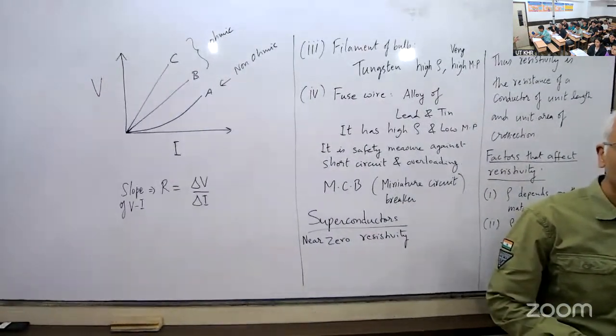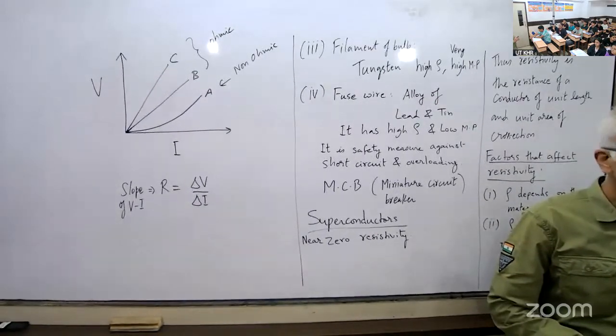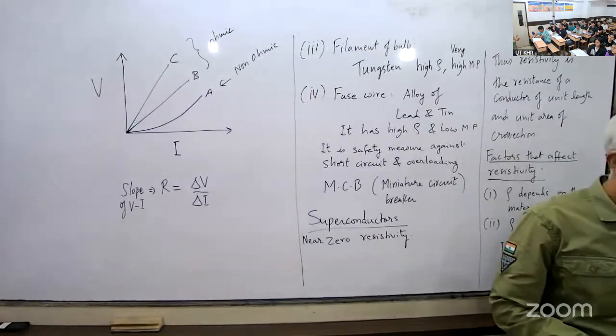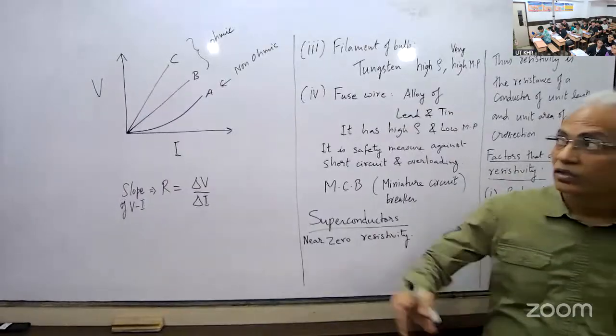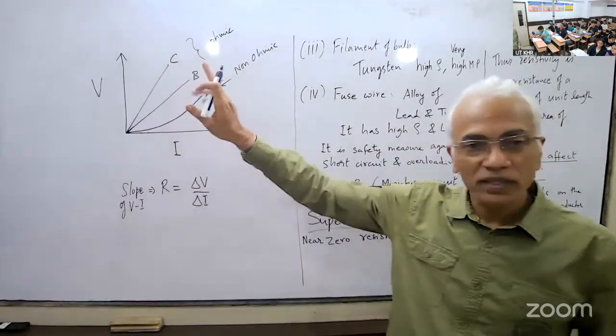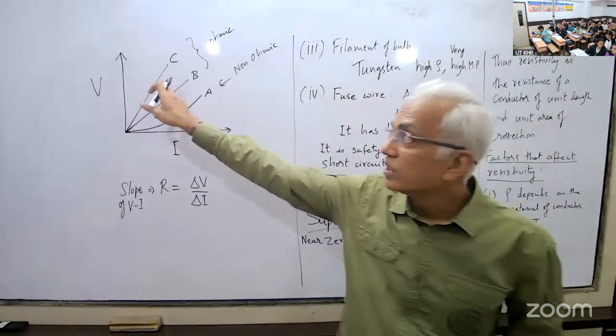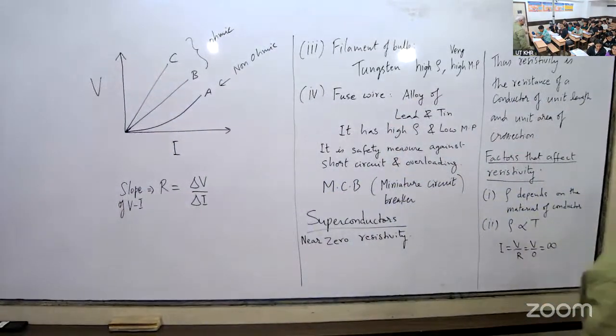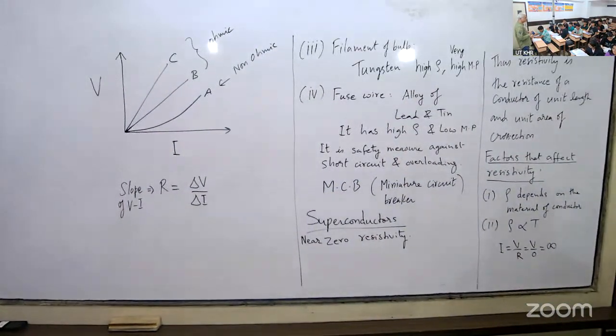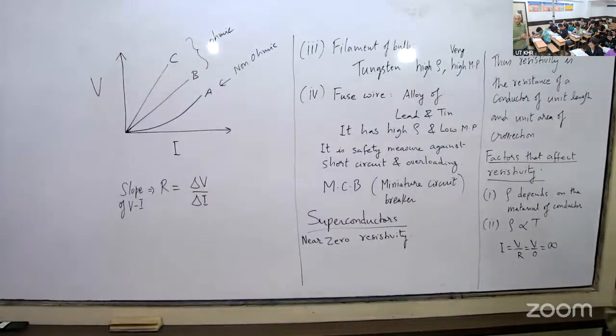C has high resistance. Is it suitable to be used as conductor? Not. Okay, so you can use B as connecting wires. So this can be used as a resistor, or a heater.